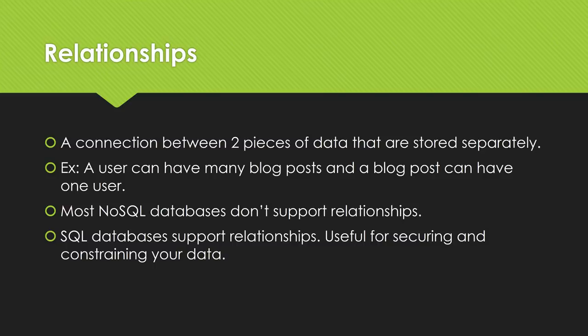A relationship is a connection between two pieces of data stored separately. For example, you may have a place to store users and another place to store blog posts. These are two different pieces of data that you would store separately. However, they can be connected because a blog post can be written by a user and a user can write a blog post. This connection right here is what's called a relationship.